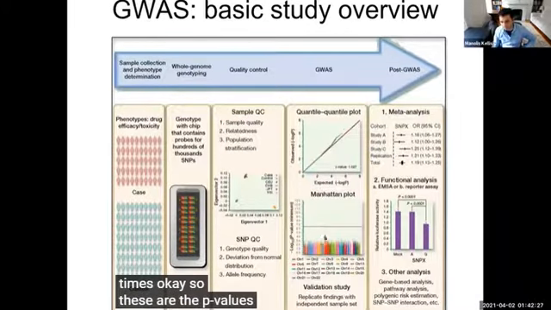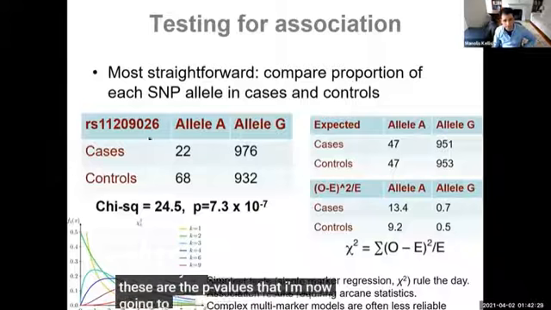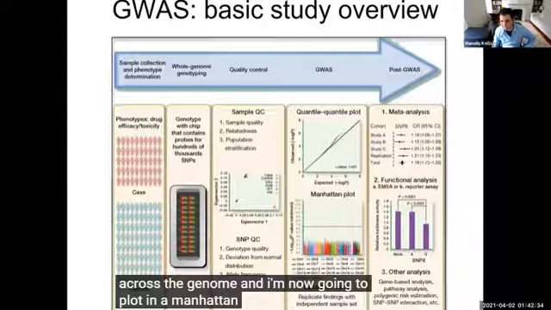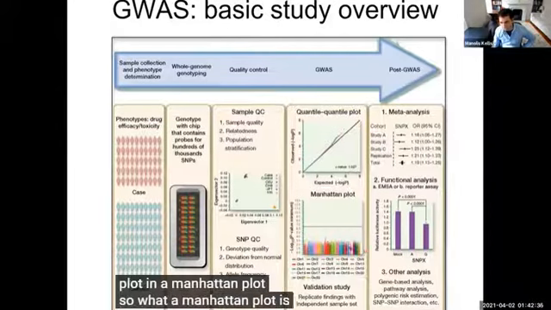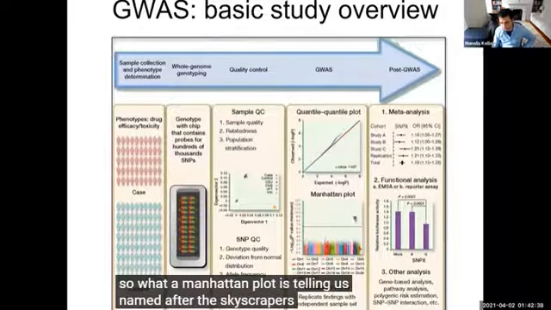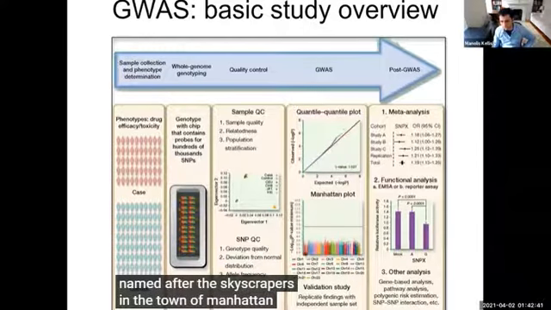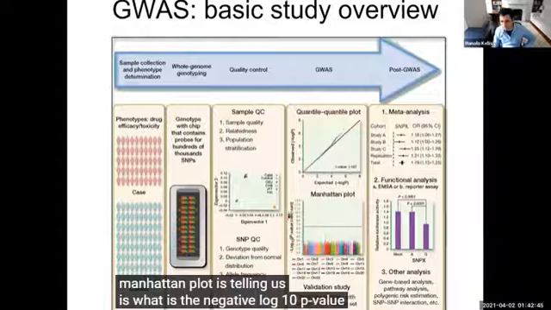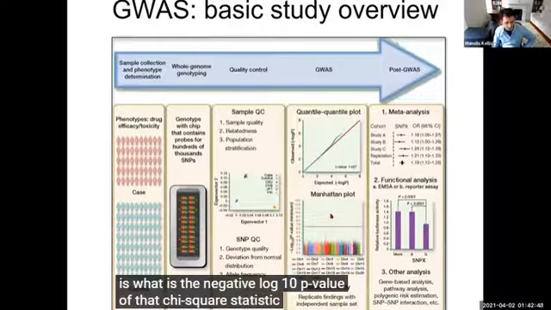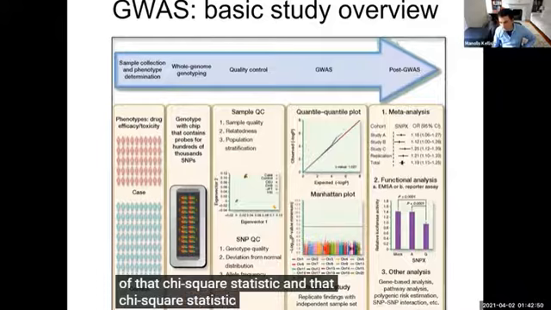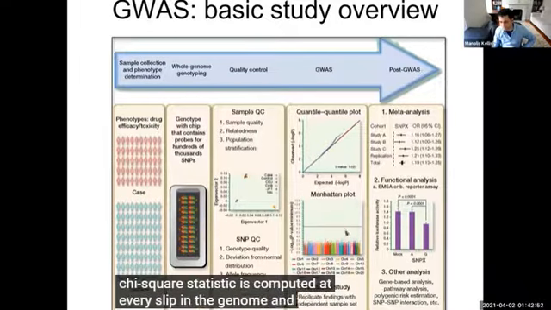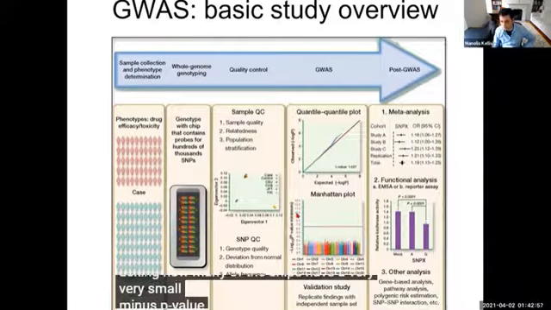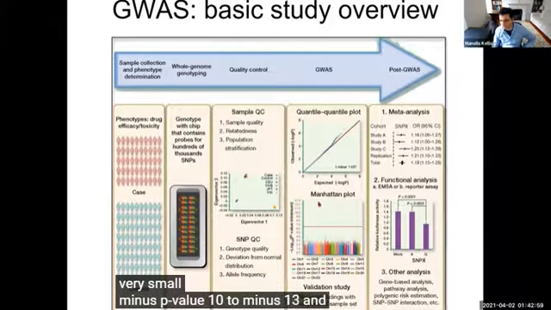So these are the p-values that I'm now going to compute across the genome, and I'm now going to plot in a Manhattan plot. What a Manhattan plot is telling us, named after the skyscrapers in the town of Manhattan, is the negative log 10 p-value of that chi-square statistic. And that chi-square statistic is computed at every SNP in the genome. And then I'm asking how many of the SNPs have a very, very small p-value, 10 to the minus 10, 10 to the minus 13, and so on and so forth.